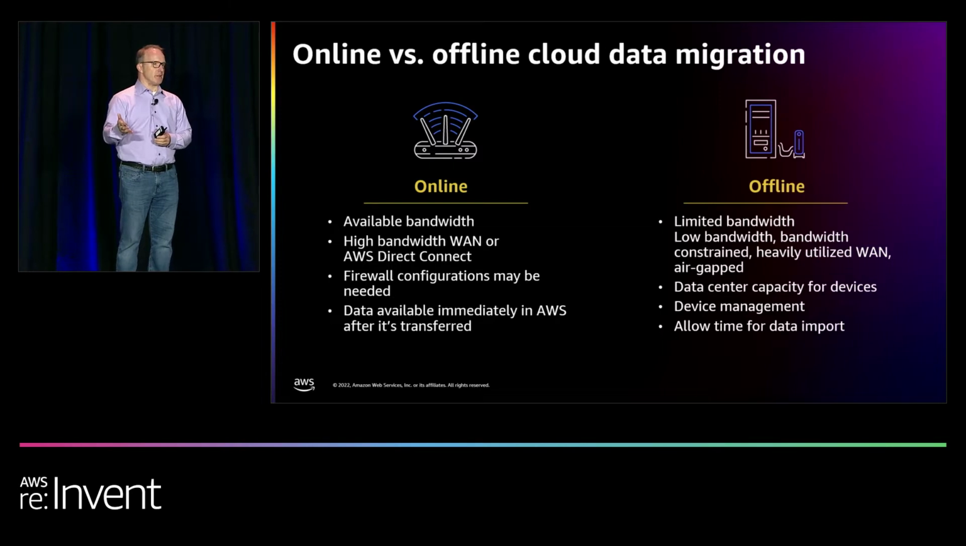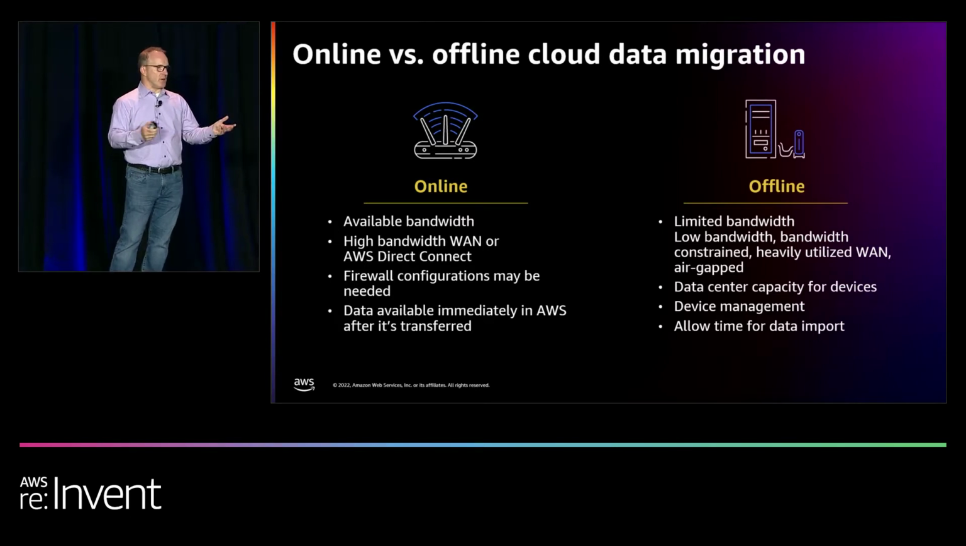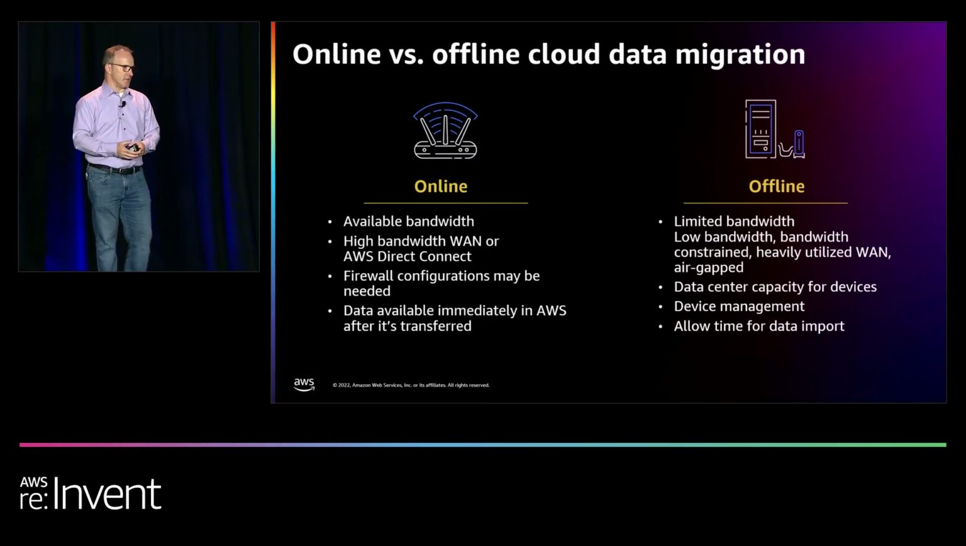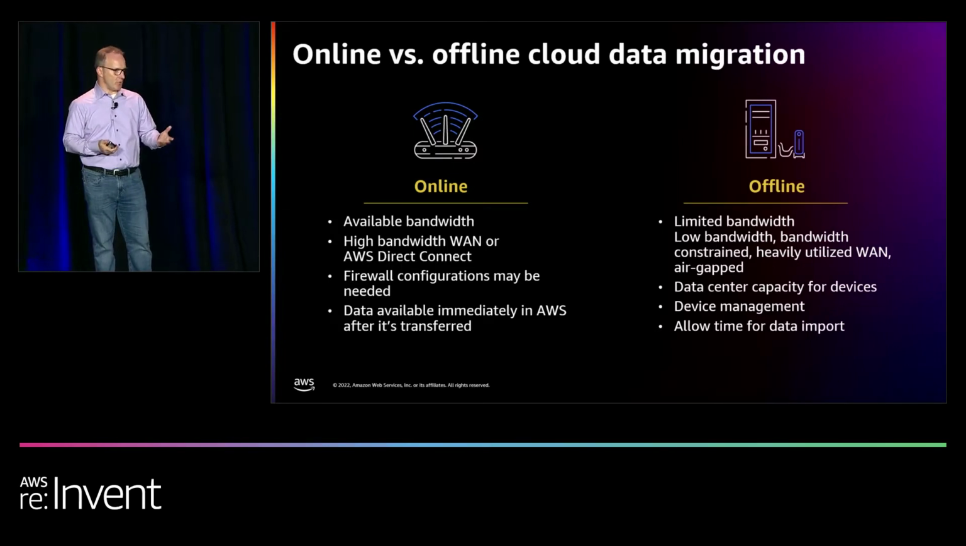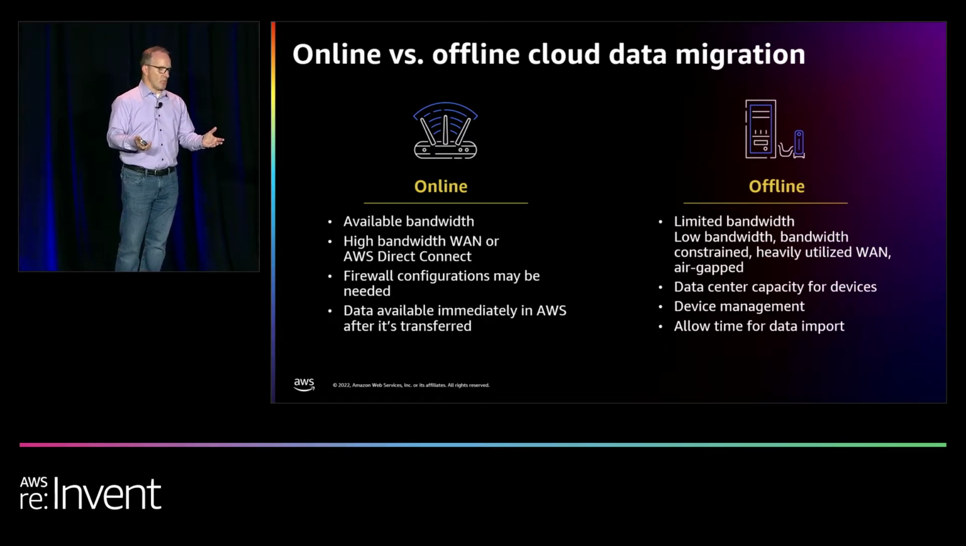When you're considering offline, now you're talking about networks that are spotty or very constrained, and moving data over the wire just doesn't make sense or it's not a possibility. Then we have our Snow family of products, and these are physical devices, physical drives that get sent to you. And when you're taking advantage of that, you want to make sure that you have, one, the personnel to receive these devices. We're going to mail them to you, in effect. You have to have the rack space or the data center space to house these devices, and the ability to move your data onto these devices.